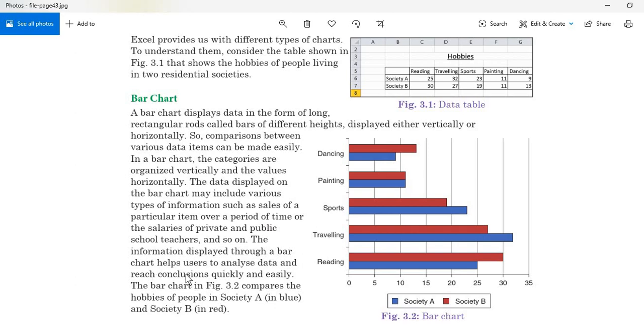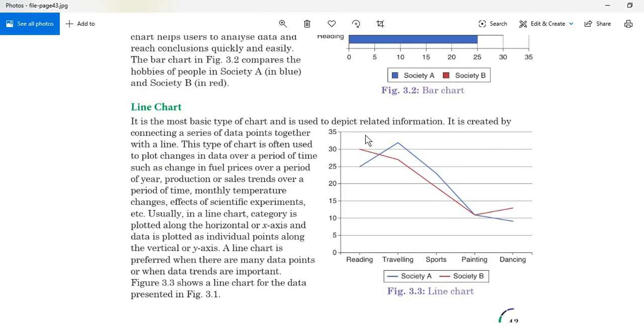That's why it helps, see it's written here, it helps the user analyze the data and reach conclusions quickly and easily, right? This chart compares the hobbies of the people of society A in blue and society B in red, that we already know. Now the next chart is the line chart. Looking at the chart, you will find it very difficult, but it's very easy. I'll tell you what to do. You just have to put the points.